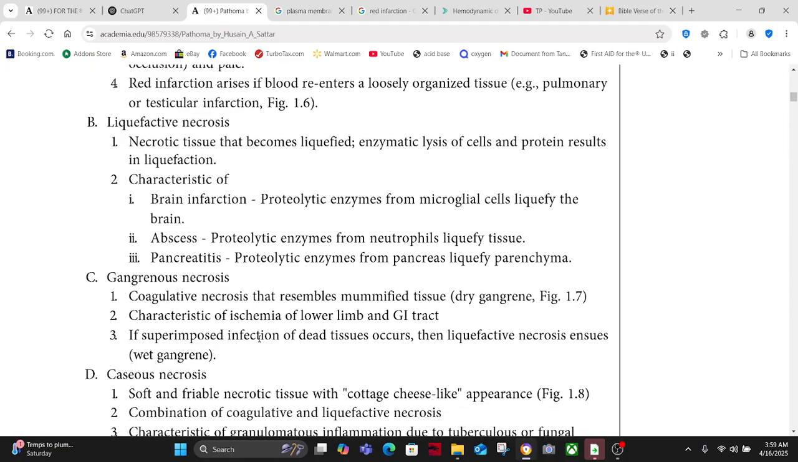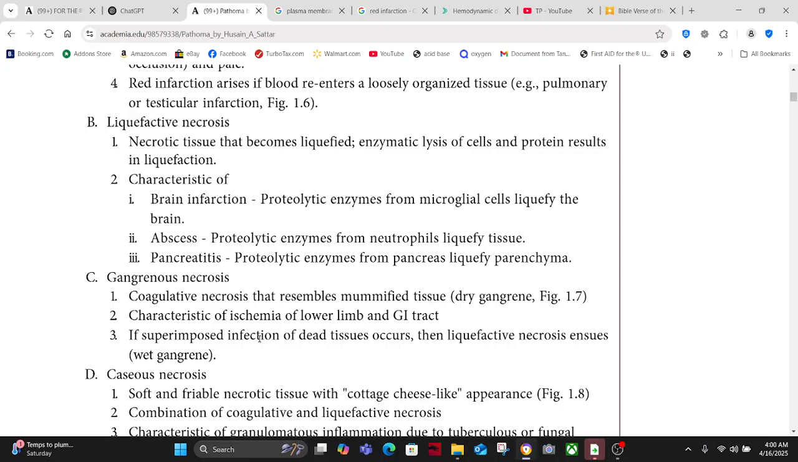Next we have liquefactive necrosis. This is necrotic tissue that becomes liquefied. Enzymatic lysis of cells and protein results in liquefaction, characteristic of brain infarction. Proteolytic enzymes from the microglial cells liquefy the brain. Abscess: proteolytic enzymes from neutrophils liquefy tissue. Pancreatitis: proteolytic enzymes from the pancreas liquefy the parenchyma of the pancreas.